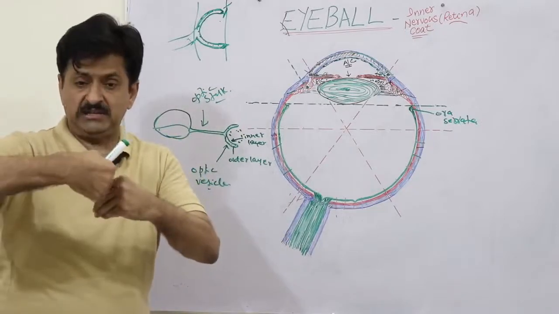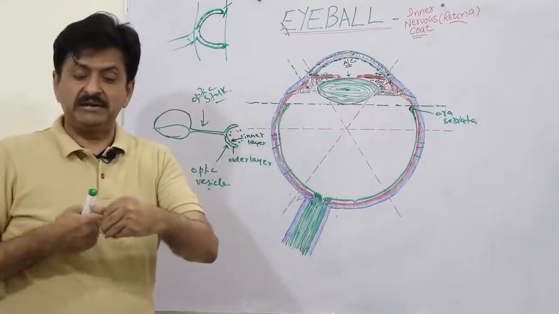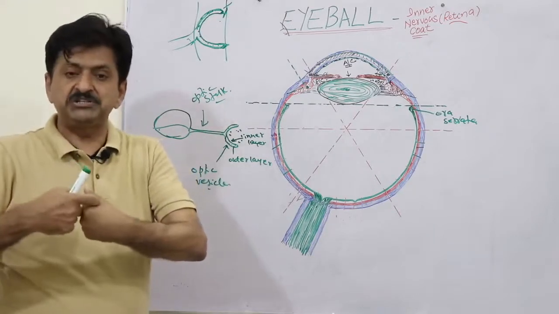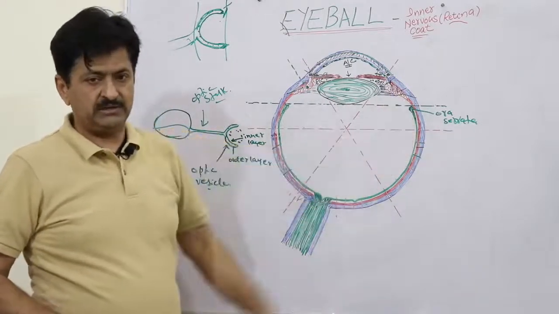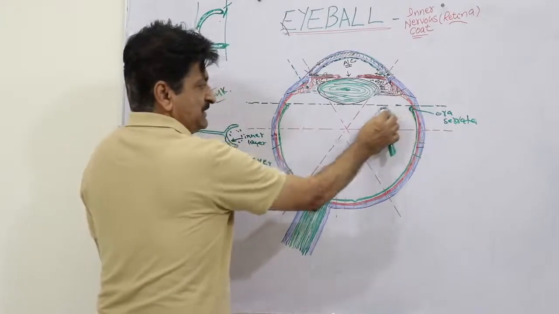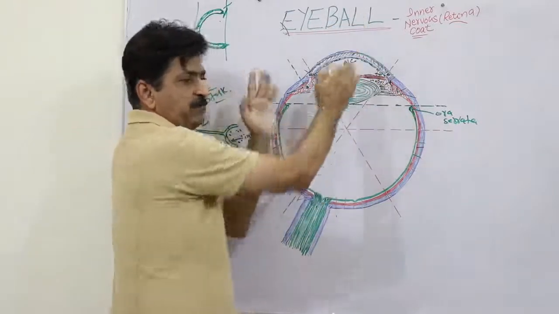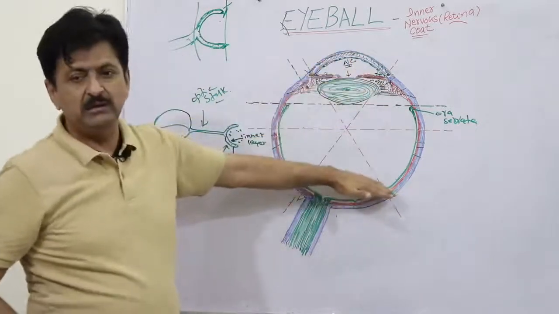You can say the inner one is the sensory, and the outer one is the pigmented, and there will actually be digitations, indentations here, which you call the ora serrata. This is called the ora serrata, and ora serrata is in fact the limitation. Beyond that will be the anterior compartment of the eye, and behind that will be the posterior compartment of the eye.